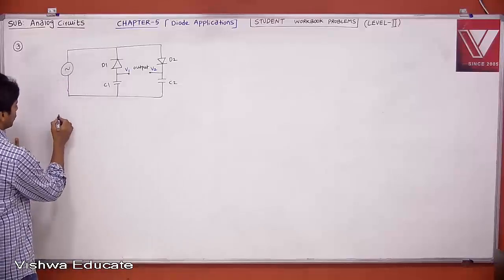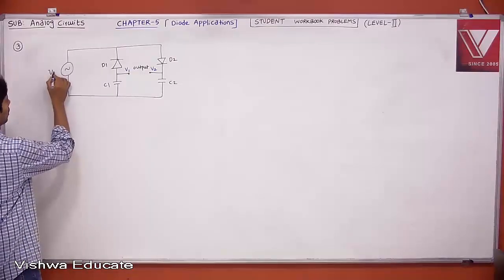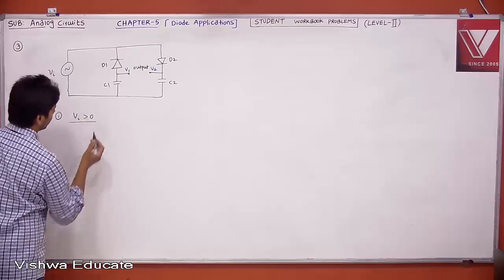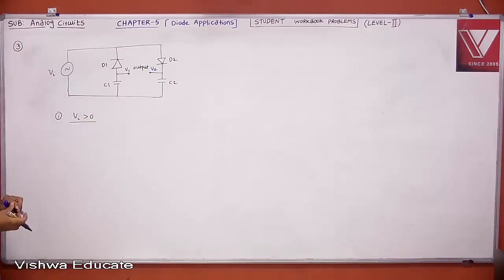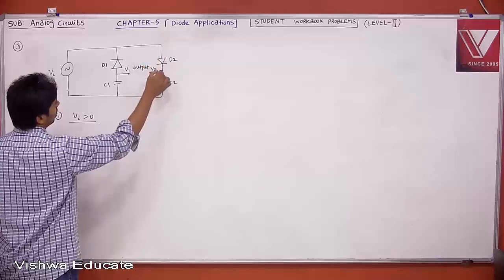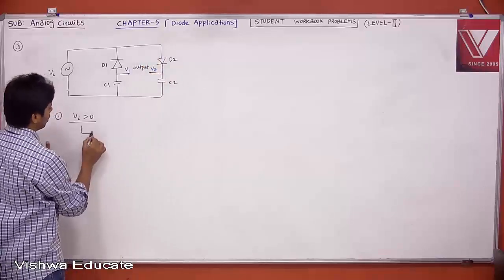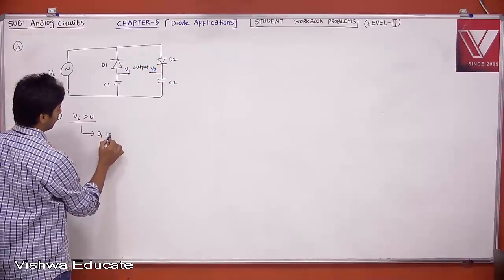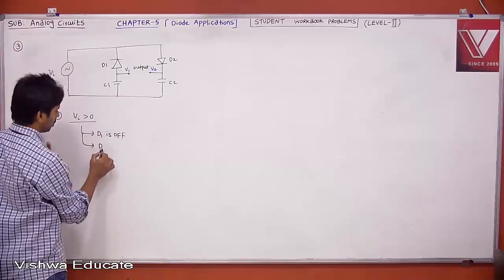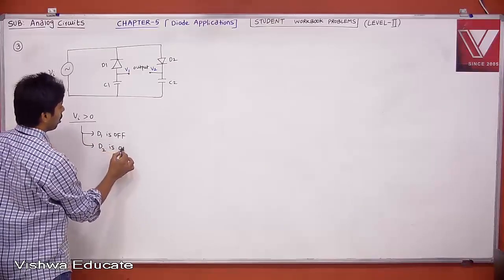Now, case 1, this is what your Vi. Okay, it's a sine wave. Let us say Vi is greater than 0. When Vi is greater than 0, then what will be the case? Initially this is off, this will be on, therefore your D1 is off and your D2 is on.